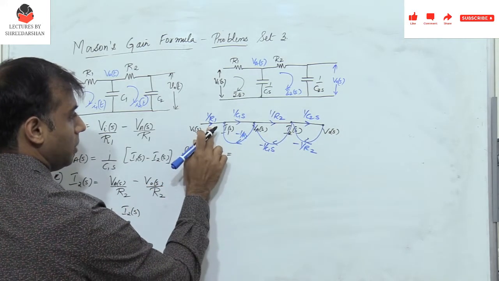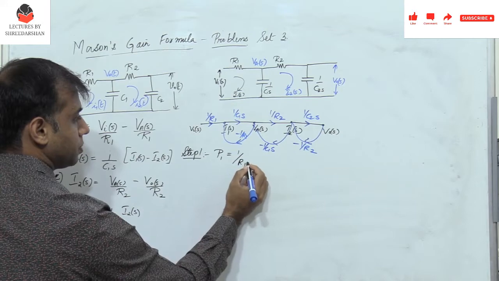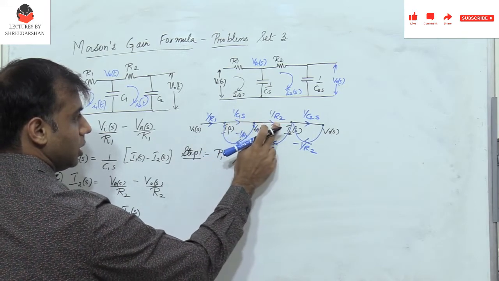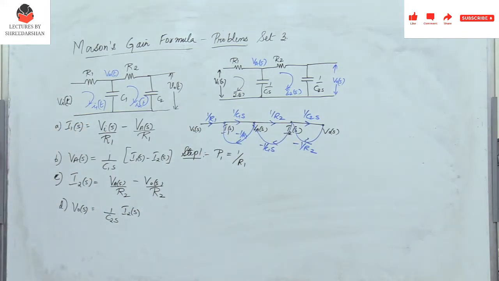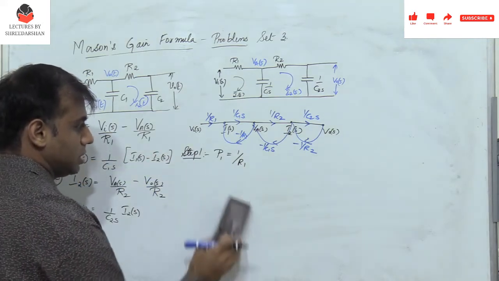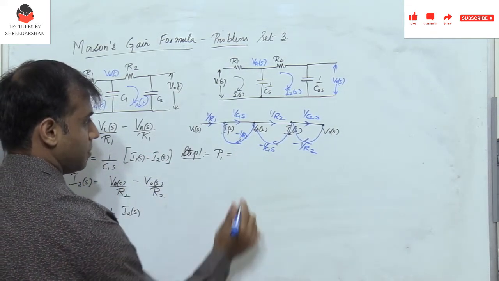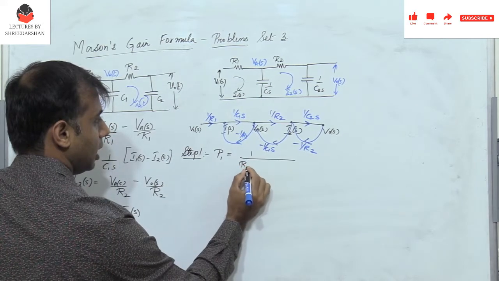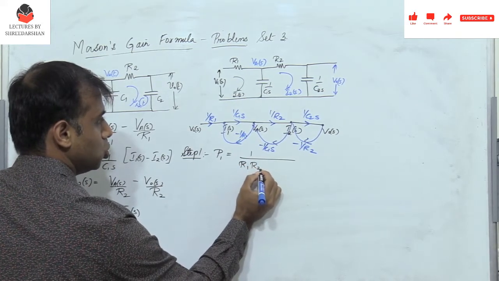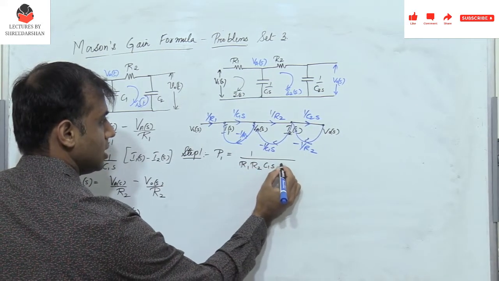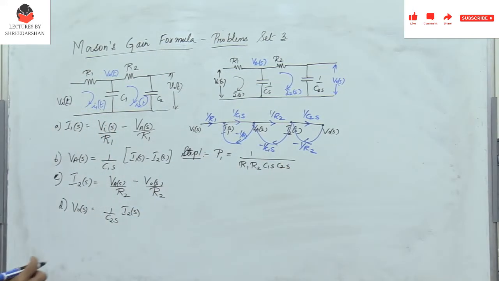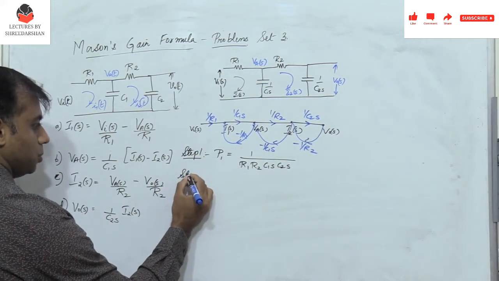So it is 1 by R1 into 1 by C1s into 1 by R2 into 1 by C2s. So I multiply all of them directly and I could write the expression as 1 by R1 R2 C1s C2s. Alright. Next, step 2.